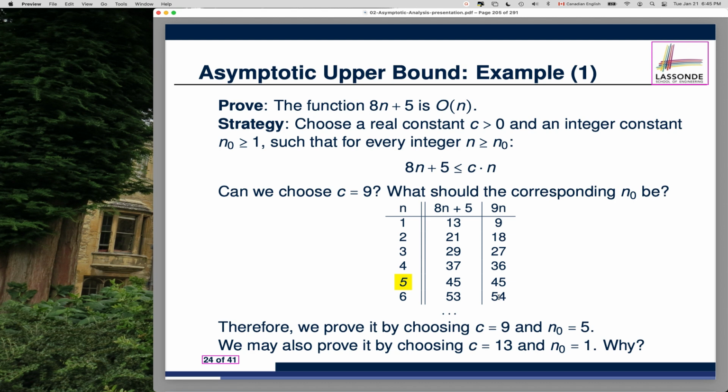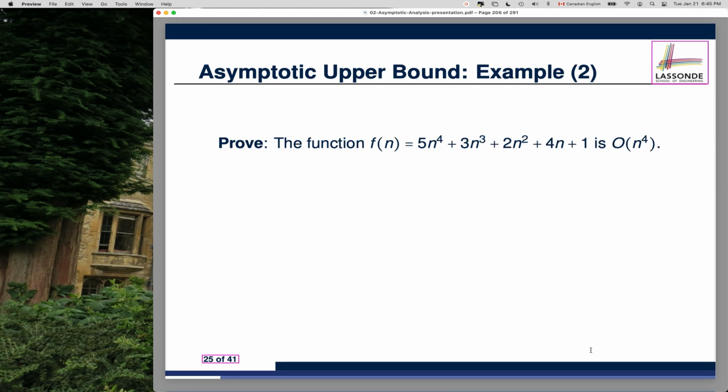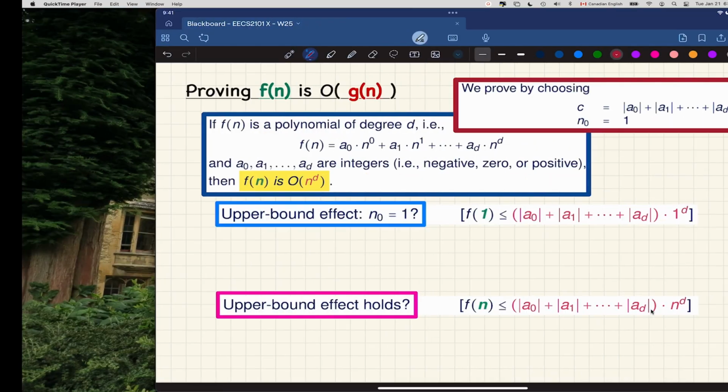So we'll do both. According to the strategy, we can simply choose C to be 13 and N0 to be 1. It'll be up to you as an exercise to double check that when I choose this one here, the upper bound effect is going to happen right away. You guys can try. Very easy. Just do what I try to do on the page. So let me now go over the strategy with you, which will be on this particular slide. I'll get to this example maybe on Thursday, but let me talk about the strategy.